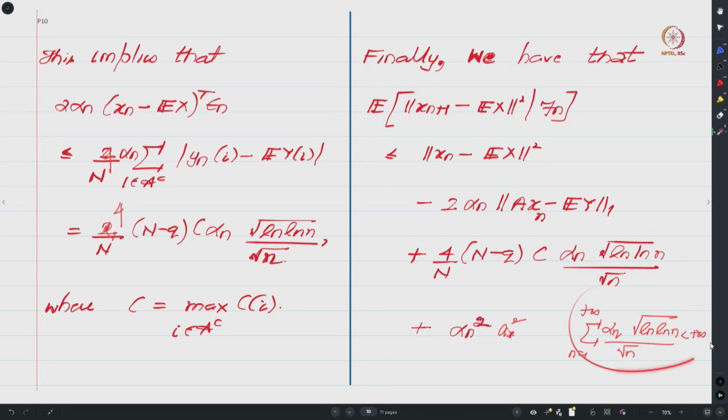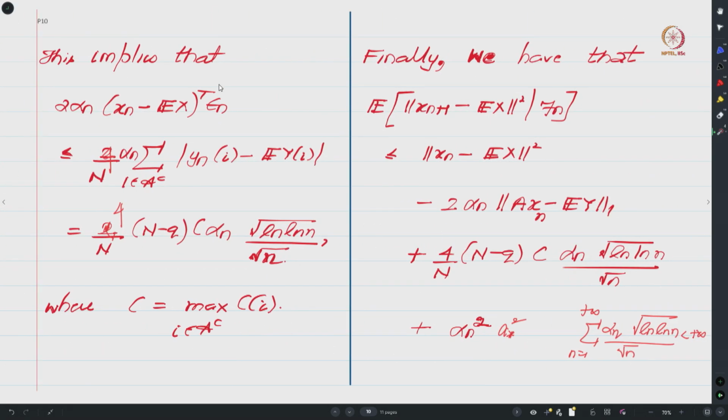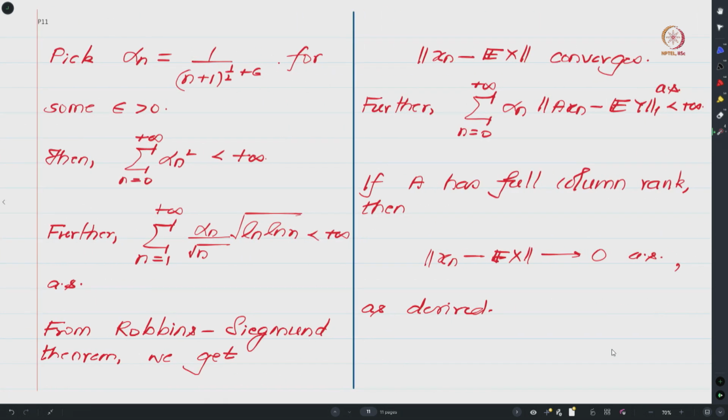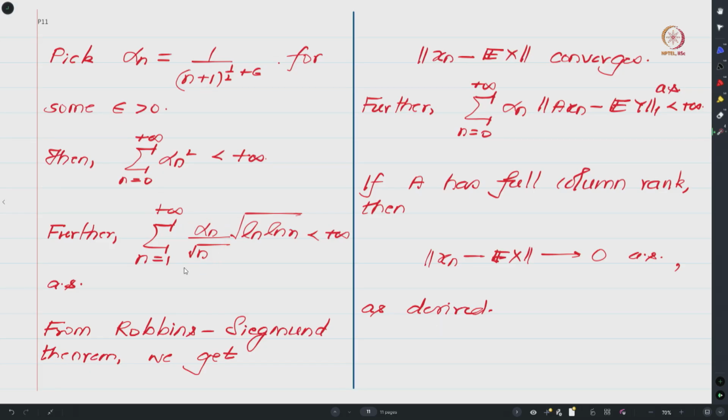So if I want this expression to be finite, one can see that if I pick alpha n to be 1 over n plus 1 raised to the power half plus epsilon, I think there is an n plus 1 missing over here, maybe one can do the calculation appropriately, then on the one hand this summation of alpha n square will be less than infinity, which is the term that is sitting over here.